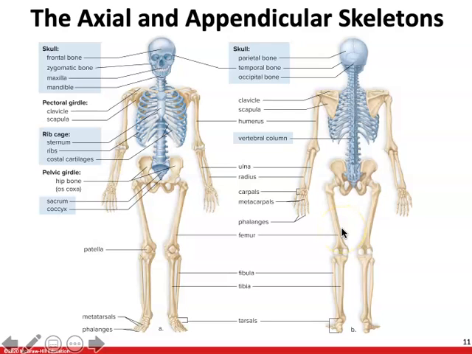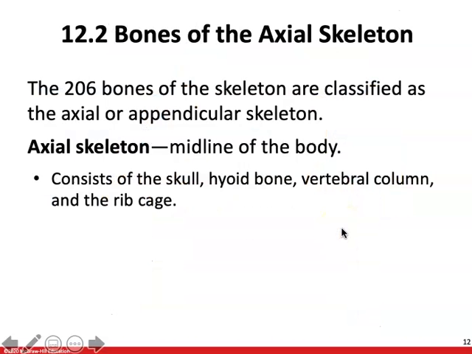But starting off with our axial skeleton, the 206 bones of the skeleton are going to be classified into either the axial or the appendicular skeleton. Now, just as an overview, the axial skeleton is going to be the midline of the body. It's going to consist of the skull, hyoid bone, vertebral column, and the rib cage.